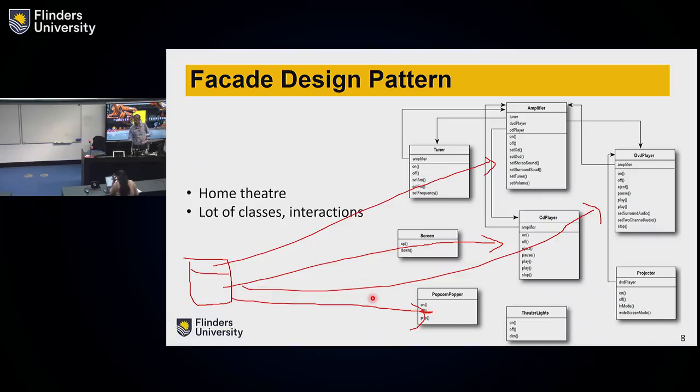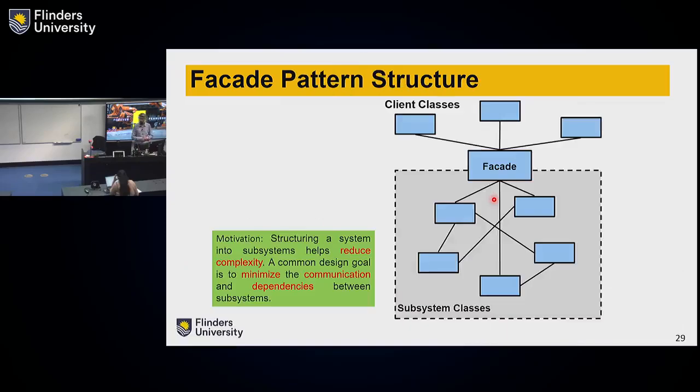We need to reduce the coupling. We need to increase the cohesion and reduce the coupling. In this scenario, cohesion is low, coupling is high, and we are trying to reuse this code. So the facade design pattern provides a solution.